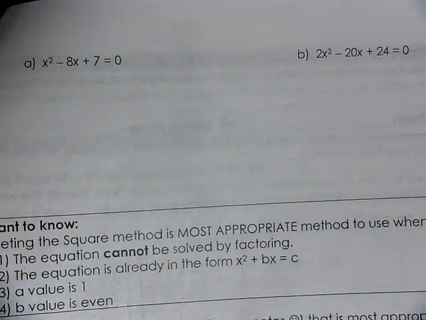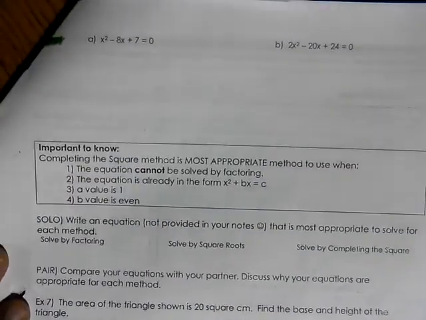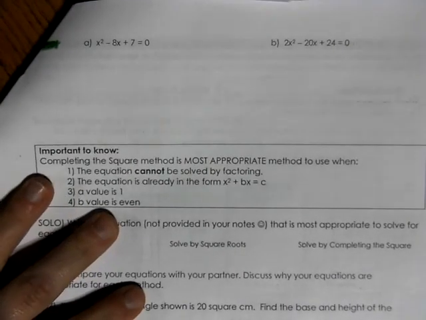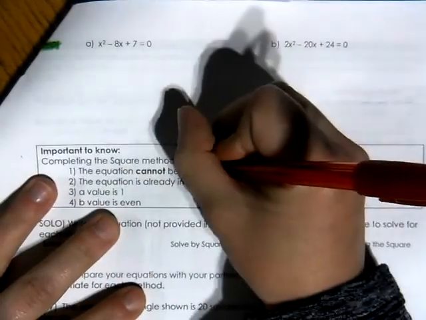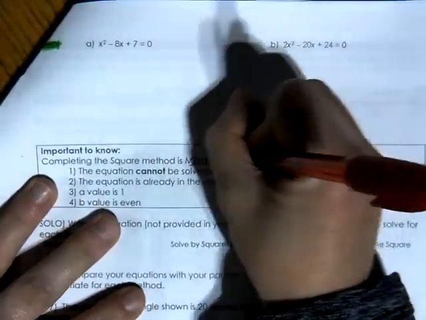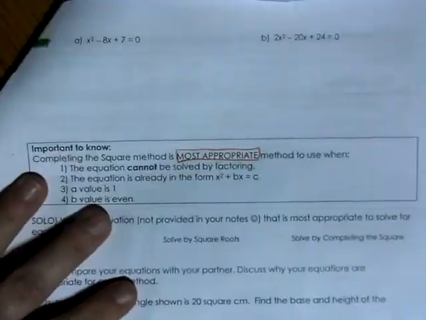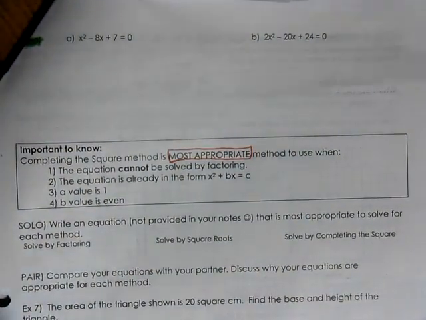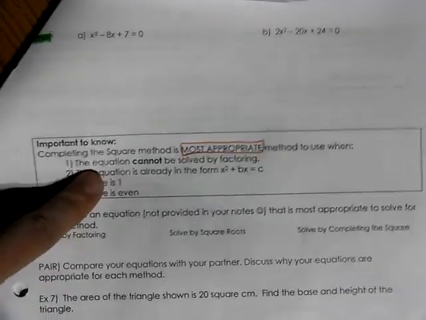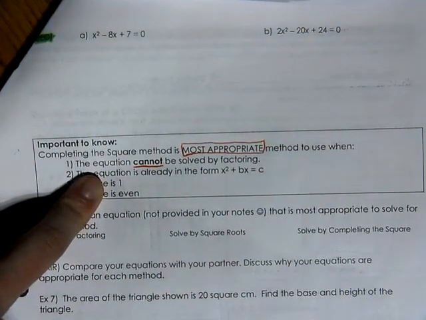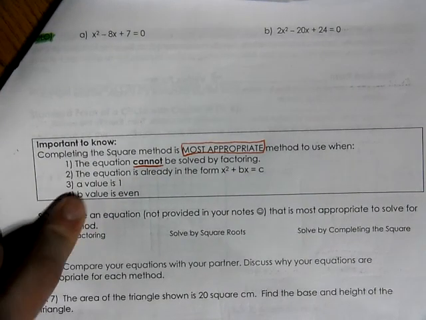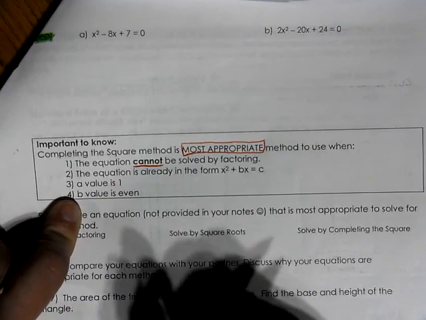So, long story short, when it comes to completing the square, there's a few things that you need to know. First of all, when is it most appropriate to use completing the square? That's going to be a question that you'll see. Completing the square is most appropriate to use when the equation cannot be factored. So if the equation can be factored, you shouldn't use it. You should always do factoring first if it is factorable.